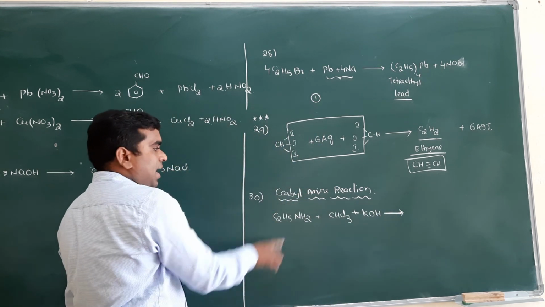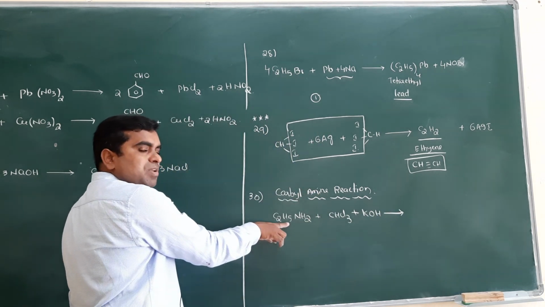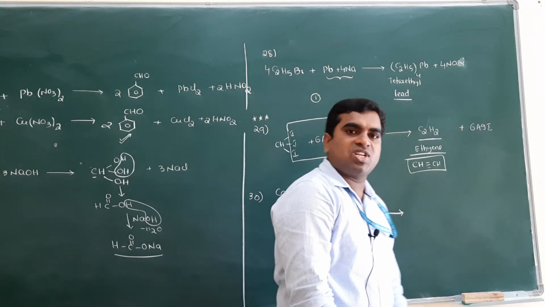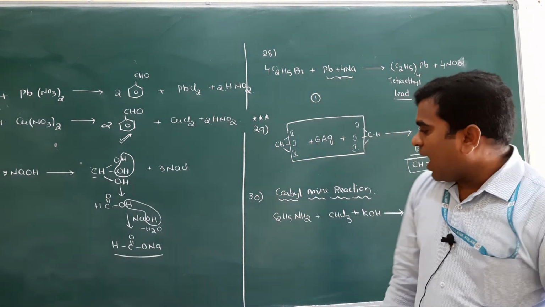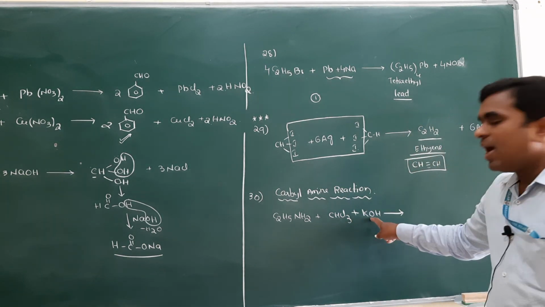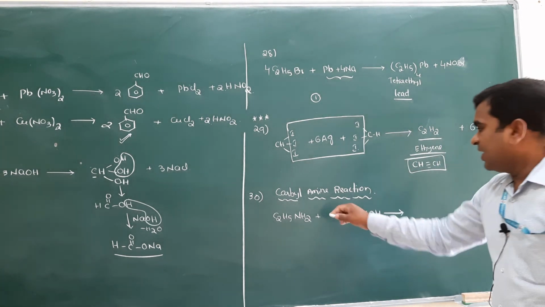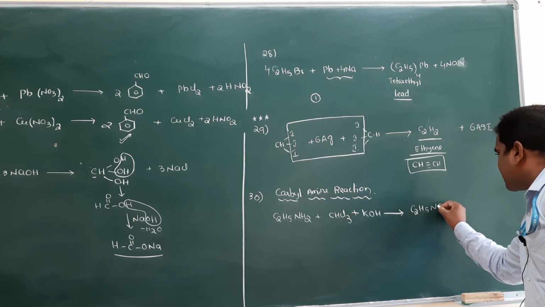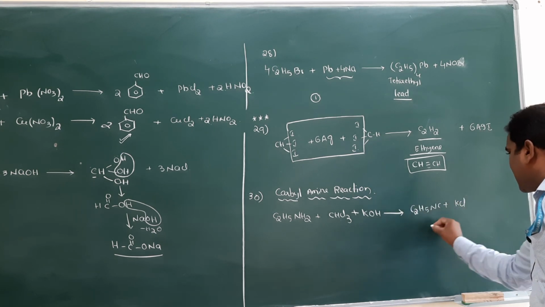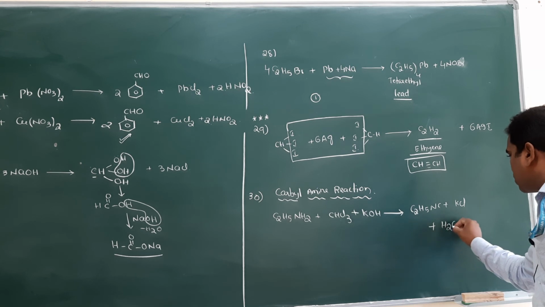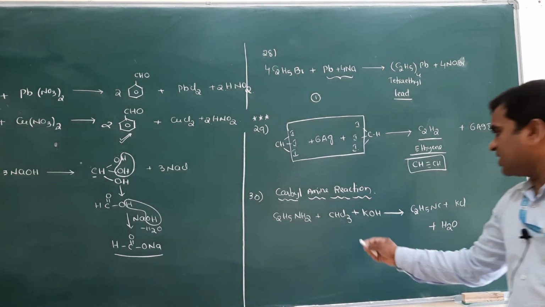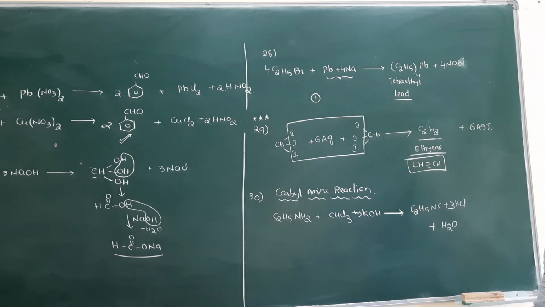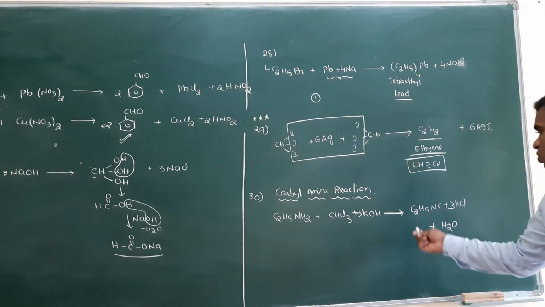And in the carbylamine reaction, which amines will be involved? Primary amines. When primary amines react with chloroform in the presence of alkali, then what compound will you get? You will get the isocyanide, NC, plus KCl plus H2O. Yesterday I already balanced this, and it is 3 moles here and 3 moles there. Clear?